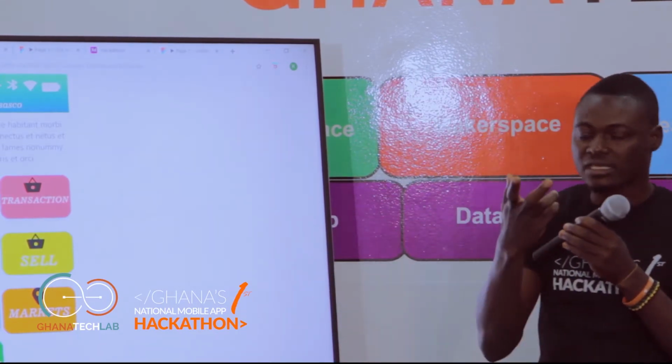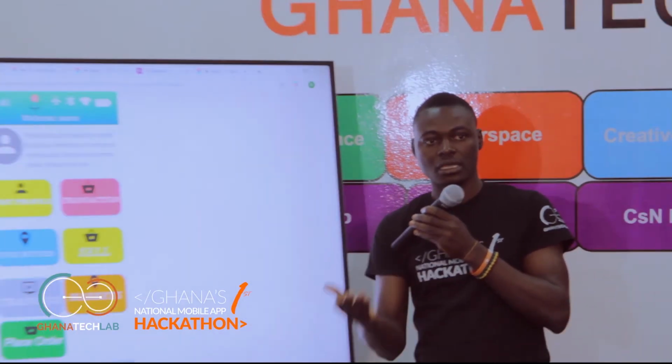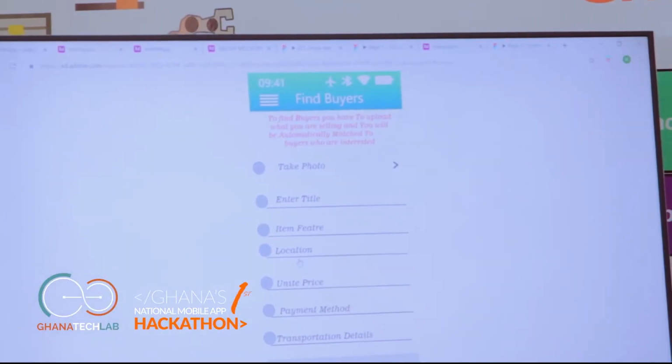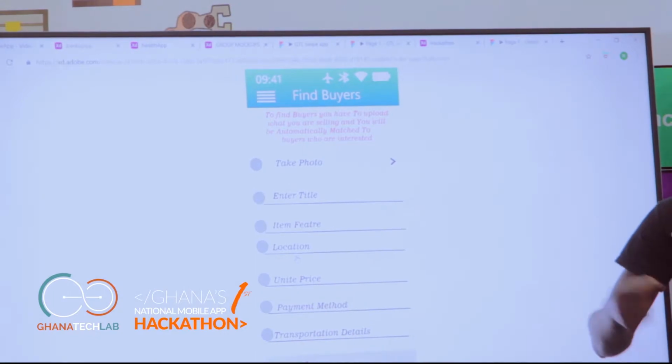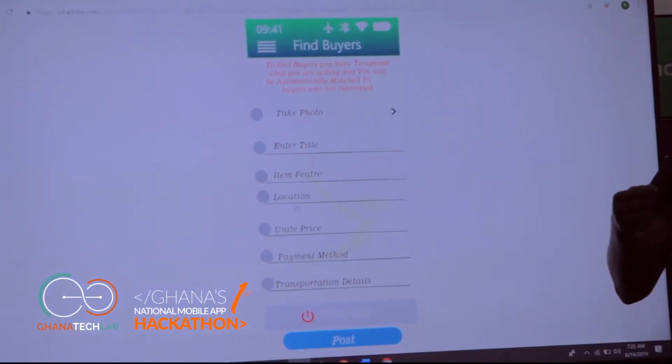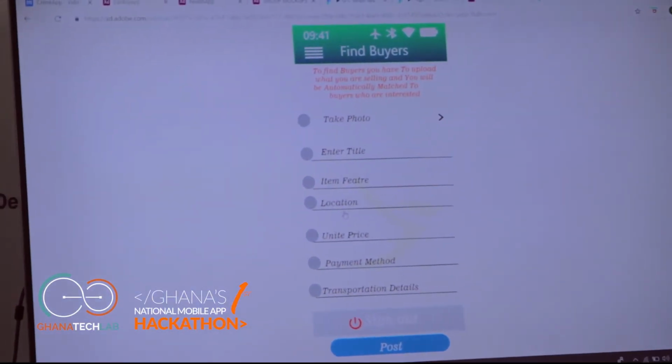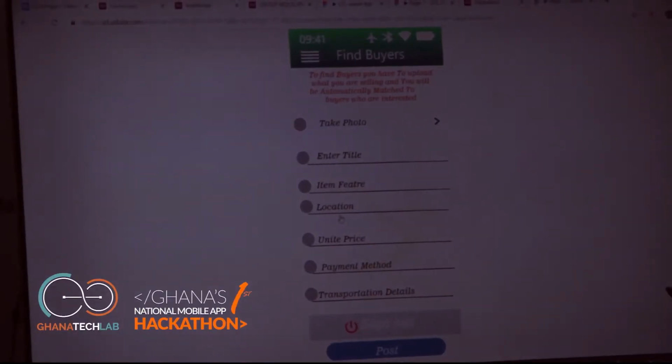Finding a buyer means you only take a picture of your commodity, then you put it inside there. Then automatically we will find a buyer for you, that is, somebody who is ready to buy. That is what we are going to do.